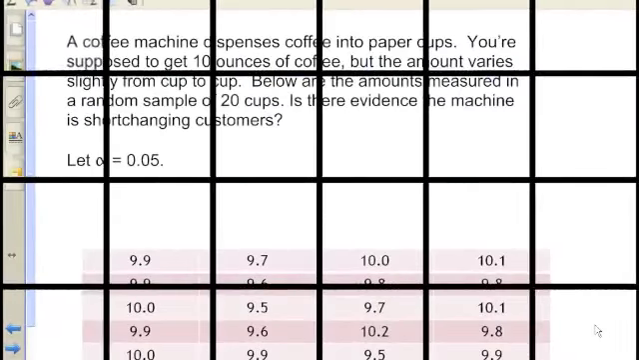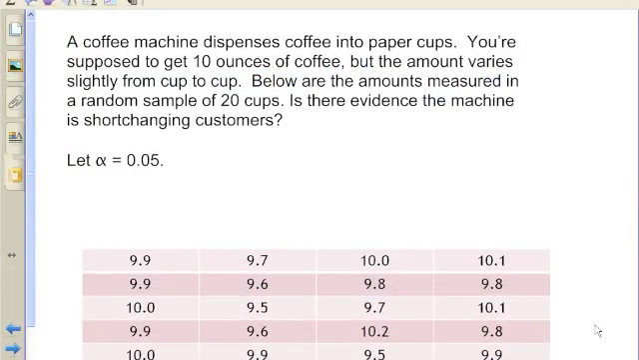All right, to finish up chapter 23 today, we're going to just jump right in and do a hypothesis test. Same story problem that we saw last time. Our coffee machine dispenses coffee into paper cups. You're supposed to get 10 ounces of coffee, but the amount varies slightly from cup to cup. That's expected. Below are the amounts measured in a random sample of 20 cups. Is there evidence that the machine is shortchanging customers?